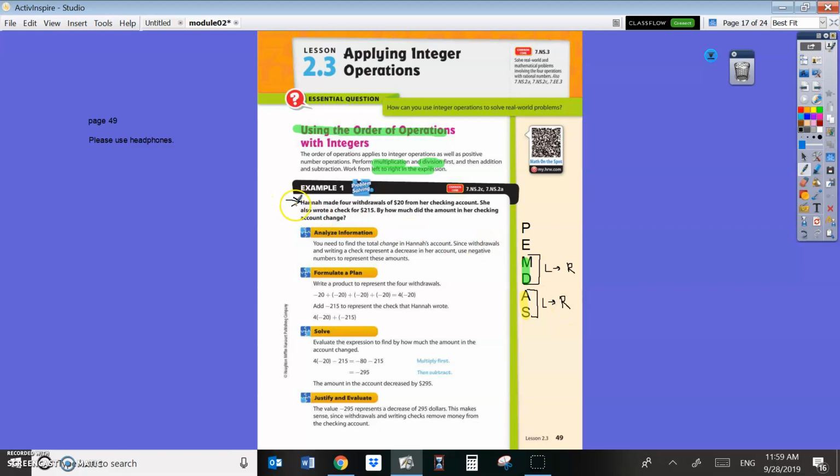And Hannah made 4 withdrawals of $20 from her checking account. So there's the multiplication. She also wrote a check for $2.15, so there's the subtraction. So the multiplication shows up right here. And the addition subtraction shows up right here. Alright.